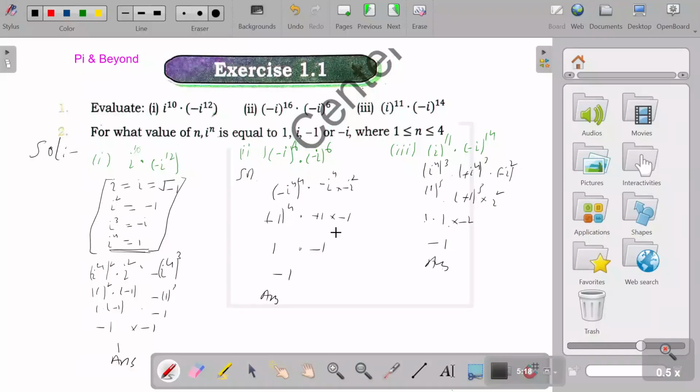As far as the solution of the second question is concerned, I will solve it on the next page.